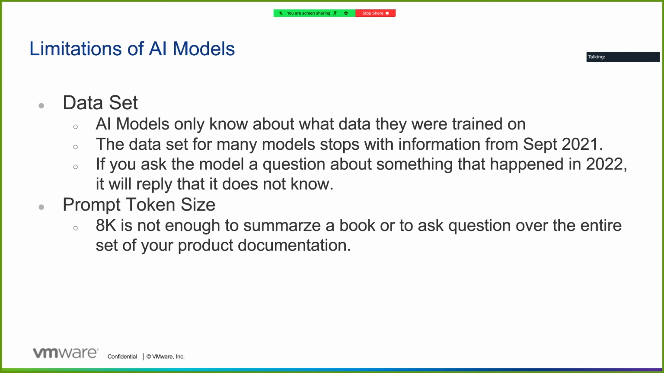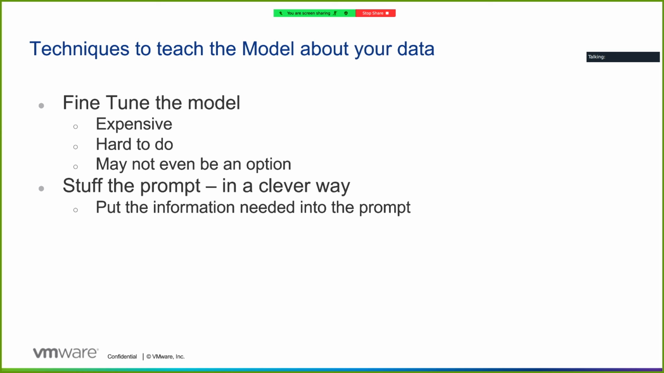And if you want to summarize something, for example, a book is not going to fit inside this context window we were talking about. It's too big. So you have to use some software engineering techniques to make this work, given the size of the context window you have. There are two techniques. One they call fine-tuning.